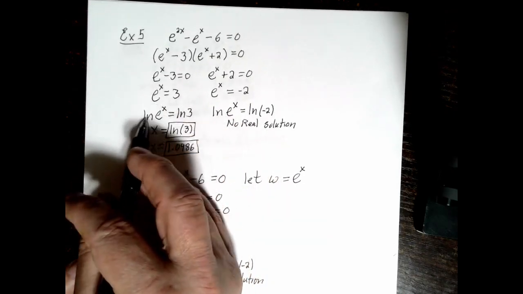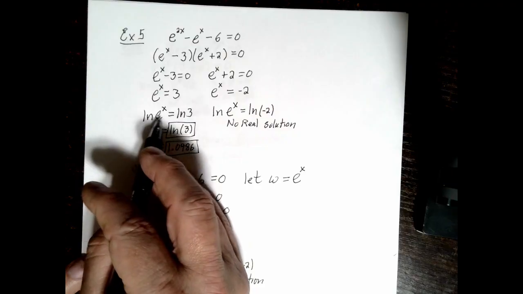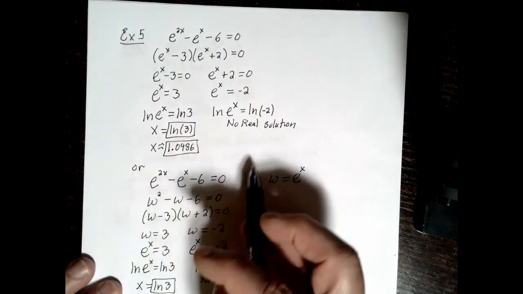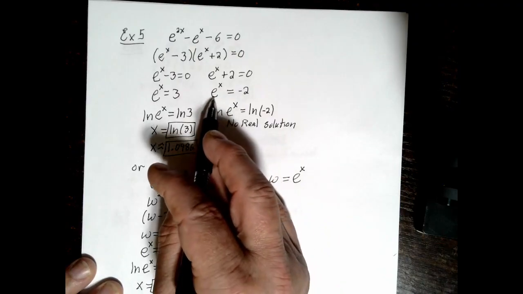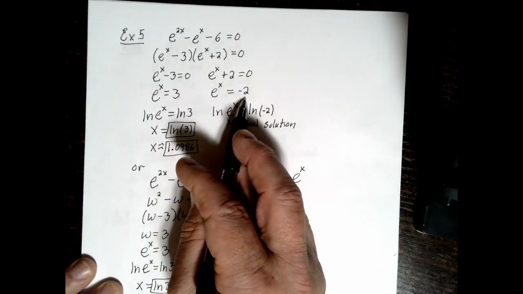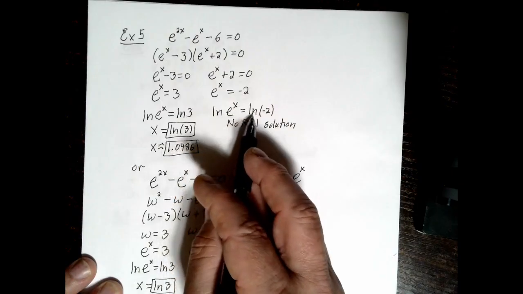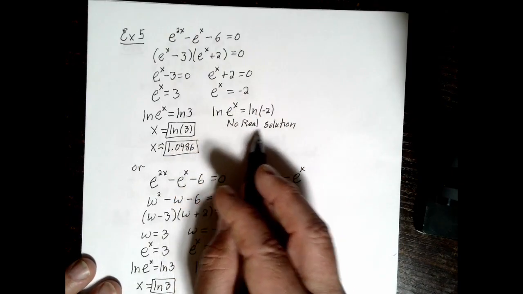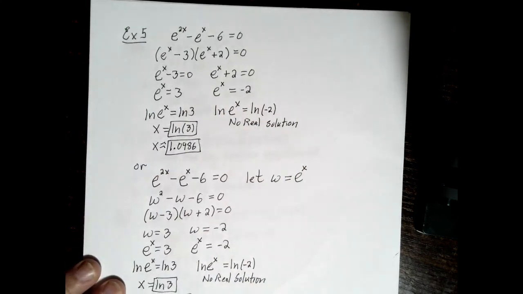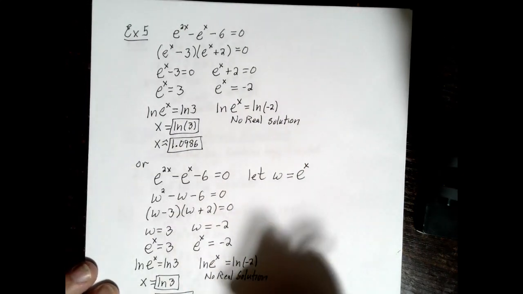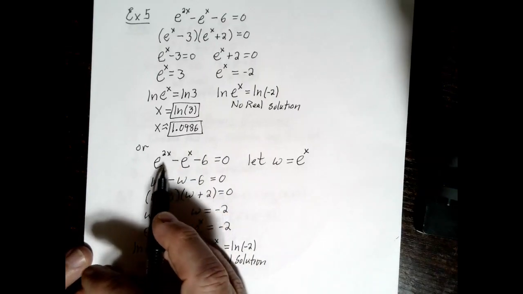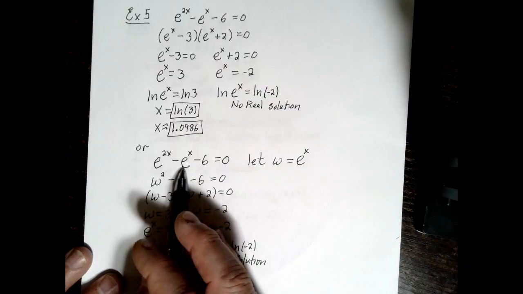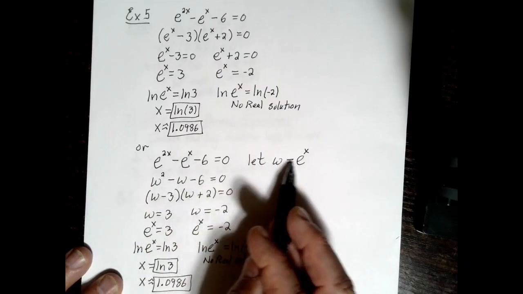So if you want to solve that, take the natural log of both sides, ln of both sides, and you get x equals ln of 3, which is this. Here, if you take ln of both sides, you get ln of e to the x equals ln of -2, but you cannot take the log of a negative number. So that part does not give you a solution. Only this part does. Now the other way you can do this is you can say, alright, this is my x, this is my x squared, so let w equal this guy.